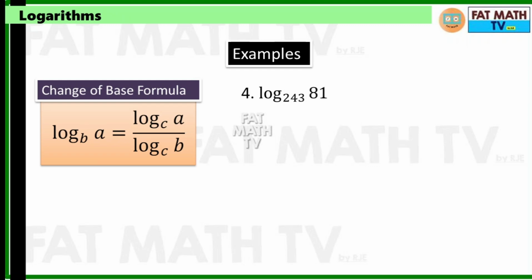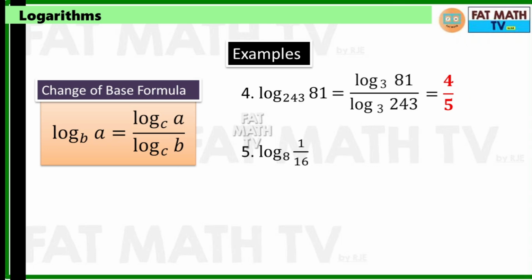Number 4, logarithm of 81 to the base 243 is equal to the logarithm of 81 over logarithm of 243. Of course, the base that we're going to use is 3, because 81 and 243 are powers of 3. What should be the exponent of 3 to get 81? That's 4. And the exponent of 3 to get 243 is 5.